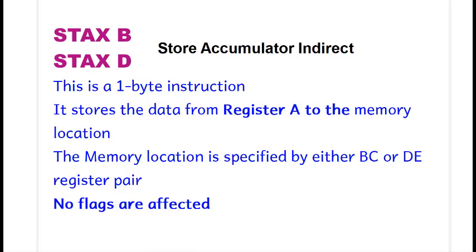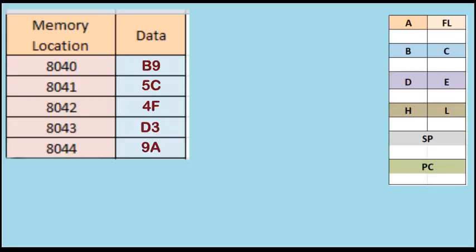Now let us see one animation so that we can understand it properly. So now we consider one example. Before starting with this, we have some data already in the memory locations. We assume this is already there. So 8040 contains B9, 8041 contains 5C, 8042 contains 4F, and these are data which are already stored in the memory locations.